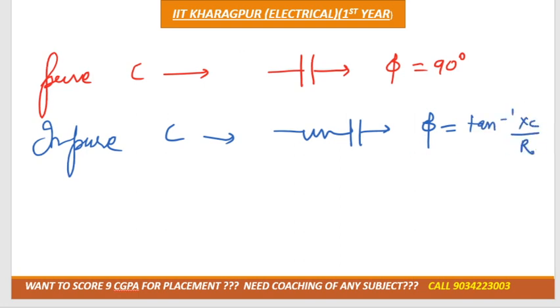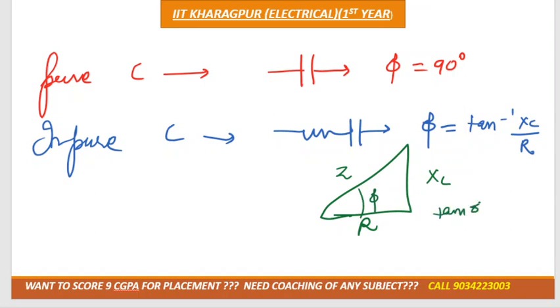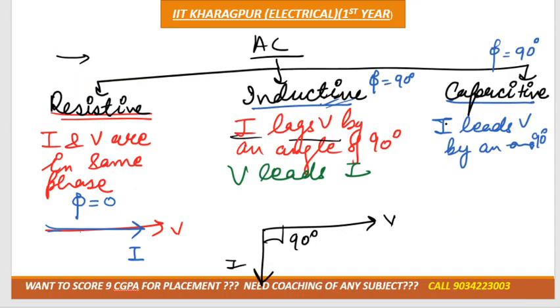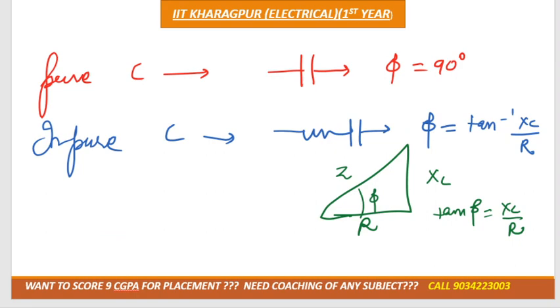Again, you don't need to remember this formula. Remember, we have done the impedance triangle, right? From that, tan phi would be equal to XC by R, right? Now in the next case, current leads voltage. Voltage is on the x-axis, current is leading by an angle of 90 degrees. Clear?